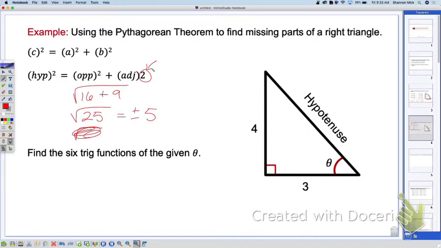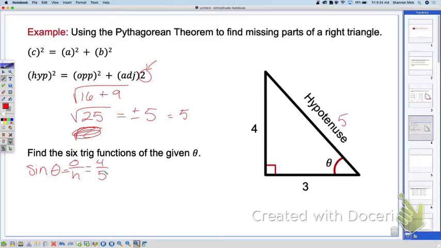So now that I have these, can I find all 6 trig functions? Yes. So sine is what part over what part? Opposite over hypotenuse. So I have what over what? 4 over 5. If it's over hypotenuse and your hypotenuse is shorter than your numerator, is something wrong? Yes. Hypotenuse should always be the bigger value, always.